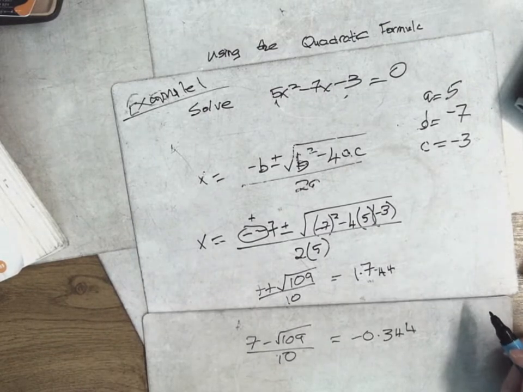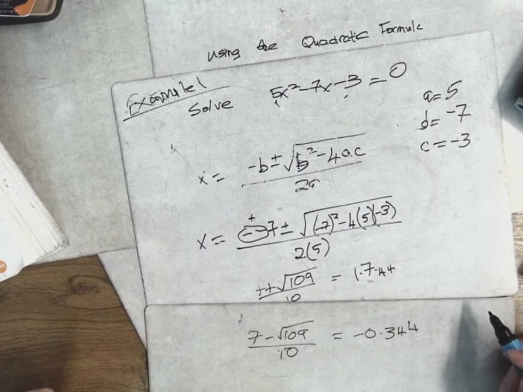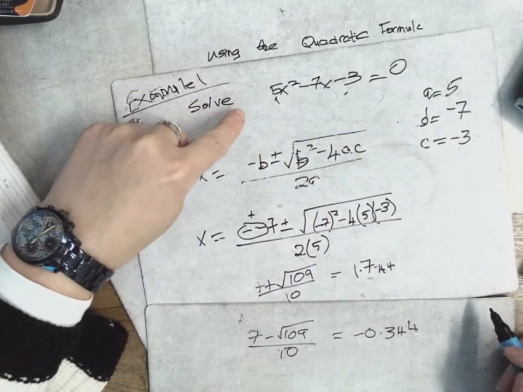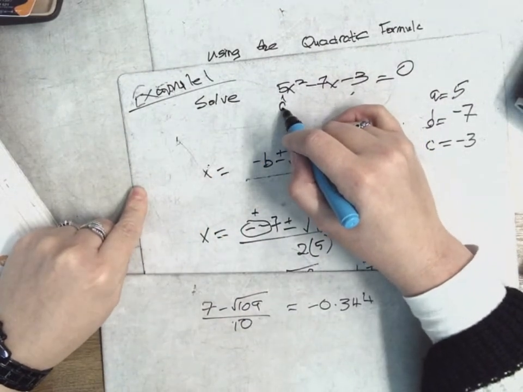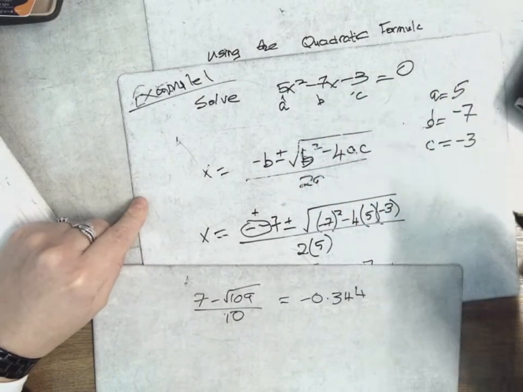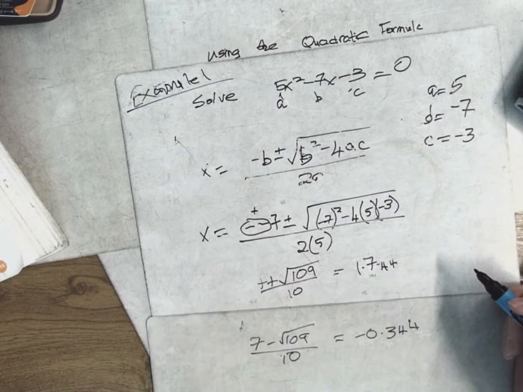That's the rule. A is the number, it's like A, B, C, alphabetical order. So A is the number in front of x squared, B is the number in front of x, and C is the number on its own, minus 3. It's always that. Okay?